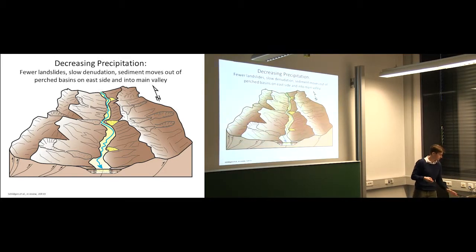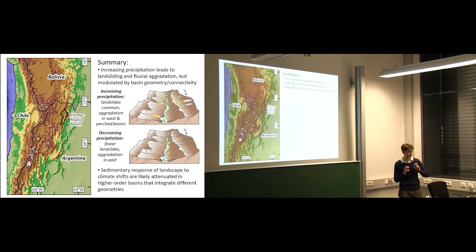Okay, so the story could be quite a bit simpler than it seemed at first, right? We might actually be seeing exactly the same landscape response to climate forcing, but exactly where the sediment is accumulating and when it moves into the main valley is being controlled by the basin geometry and something else that we call the landscape connectivity, right? So how well connected are different parts of the landscape.